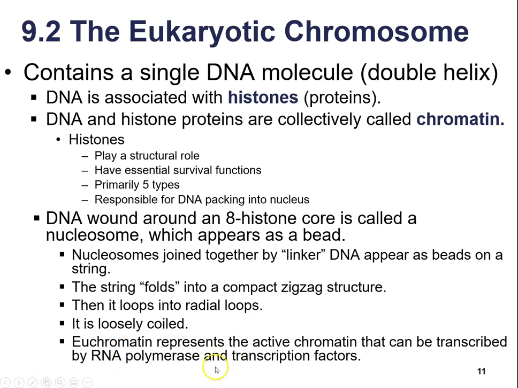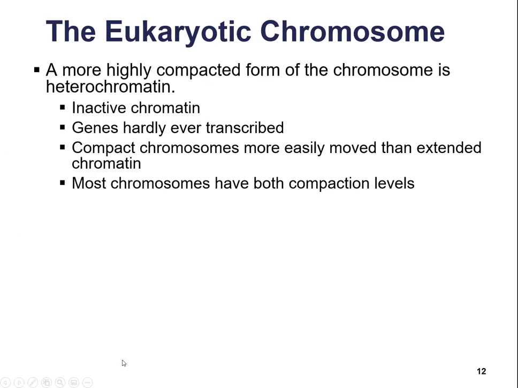It says euchromatin represents the active chromosome, chromatin that can be transcribed. I mentioned transcription. The reason histones are involved in transcription is that only certain areas of the DNA, the chromatin that's not wound so tightly, would be able to be transcribed. Again, this is giving you an example. I'll show you a picture, and it'll make a little more sense in a second.